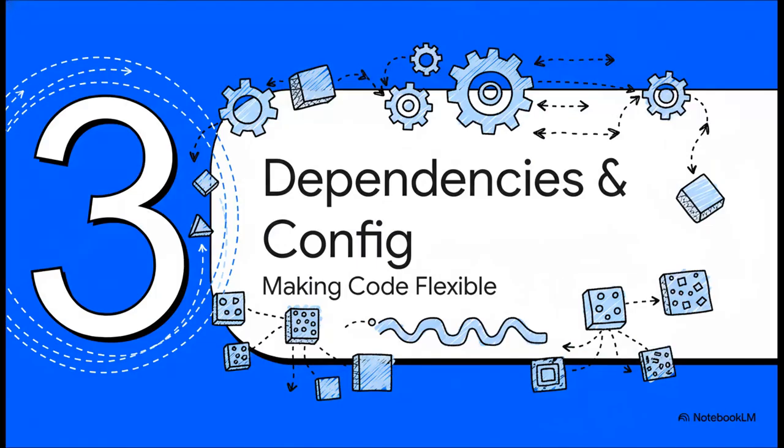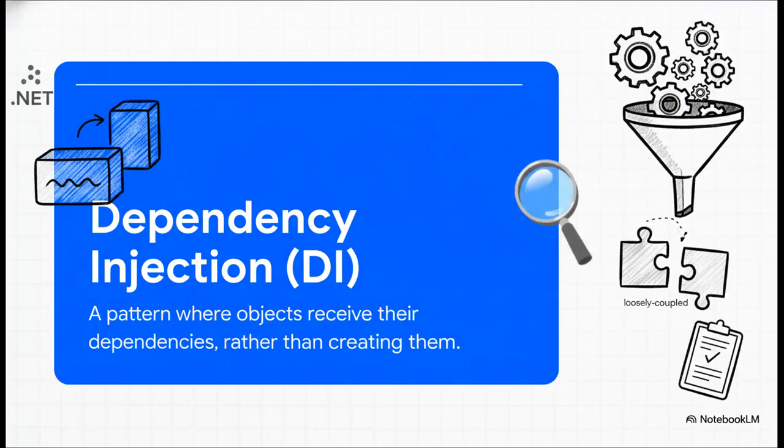All right, next up in our toolkit, how do we manage all the connections and settings for the different parts of our app? This is all about building code that's flexible and configurable, not brittle and hard-coded. And the star of the show here is Dependency Injection, or DI. The great news is it's built right into ASP.NET Core.